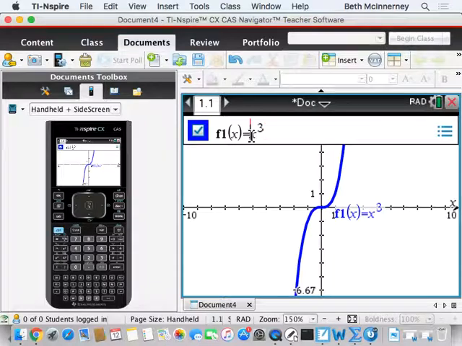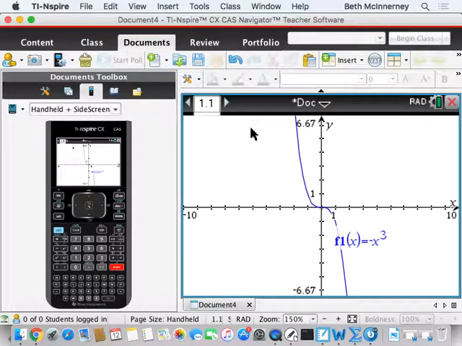And watch what happens if I stick a negative out front. Uh-oh, what happened? Here was x cubed. It reflected over the x-axis. Do you know how x evens do this and negative x evens do that? Well, here's x odd, and this is negative x odd.